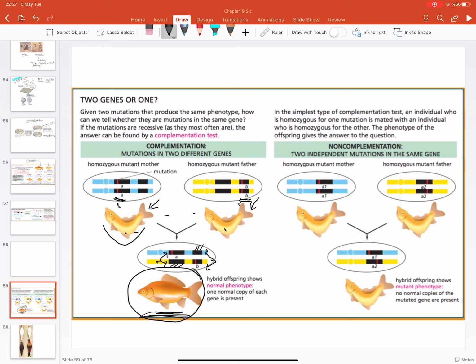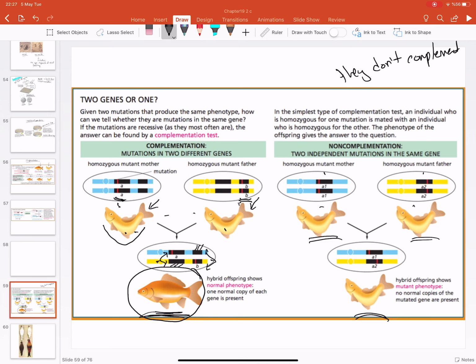But think that they are the same mutations. Here, the alleles are different, A1 and A2, but they can be the same allele too. Mate them, and after you mate them, the progeny still looks very strange. They are still bent, absurd-looking fish. This means that they are mutants of the same gene. That means they don't complement each other. If they don't complement each other, it means they are mutants of the same gene.